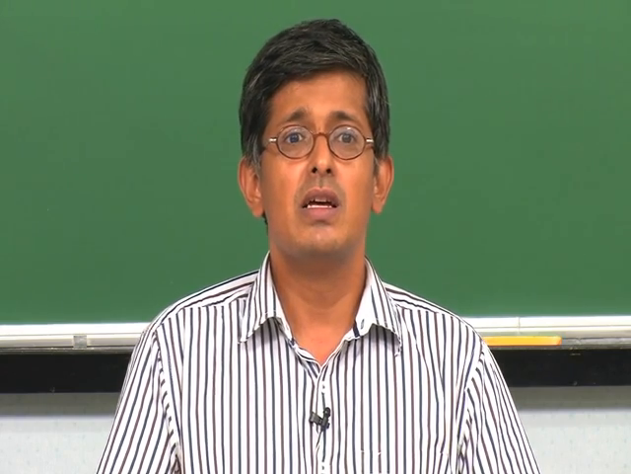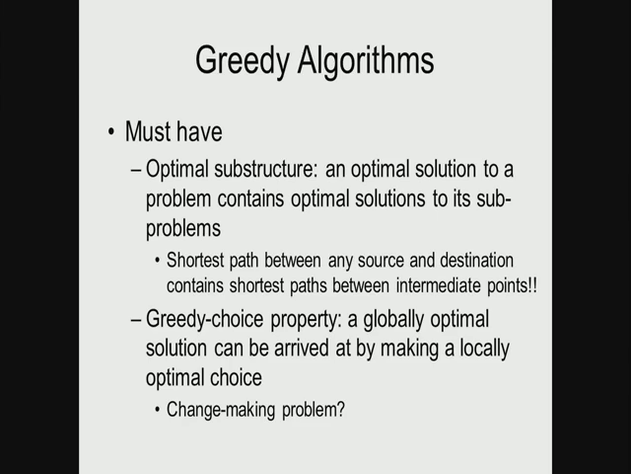You have a problem and you also have sub-problems of that problem. This is best illustrated by the shortest path problem in any network. Let us assume that the network is undirected, and let us think of the shortest path problem between a source and destination. Observe that if you pick any shortest path between the source and destination, and if you pick any pair of vertices on the shortest path, not necessarily source and destination, it is clear that this shortest path contains the shortest paths between the intermediate points.